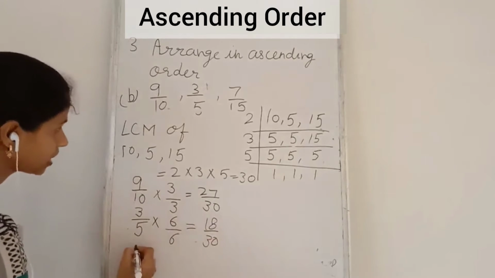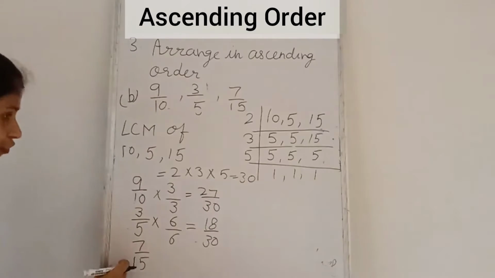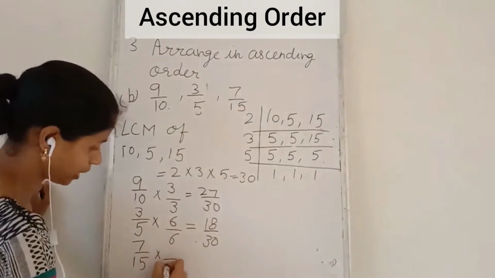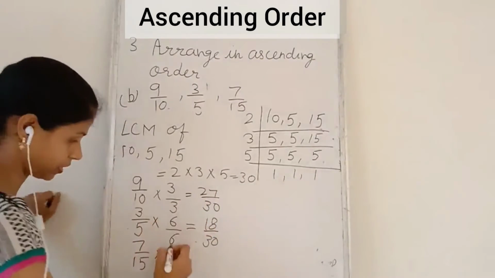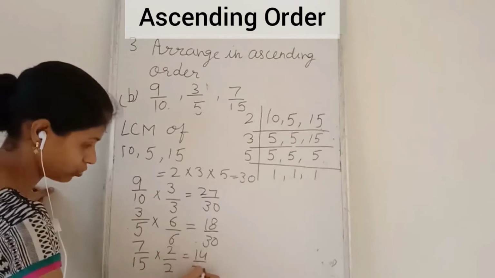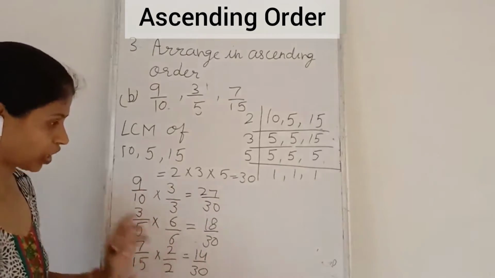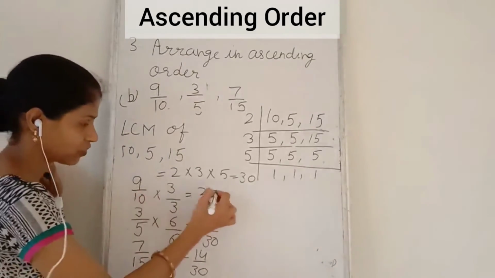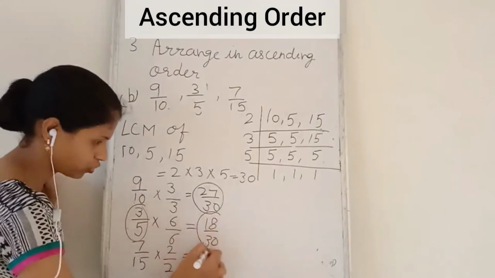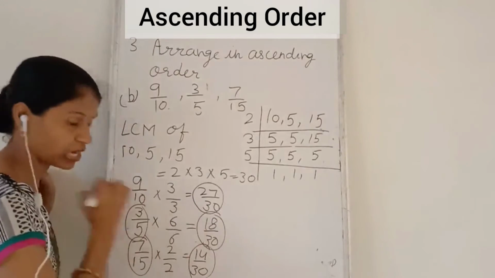Now the next is 7 by 15. We have to convert 15 into 30. So we will multiply by 2 because 15 2s are 30. So 7 2s are 14 and 15 2s are 30. So these fractions are converted into like fractions. 9 by 10 is converted into 27 by 30. 3 by 5 is converted into 18 by 30. And 7 by 15 is converted into 14 by 30.